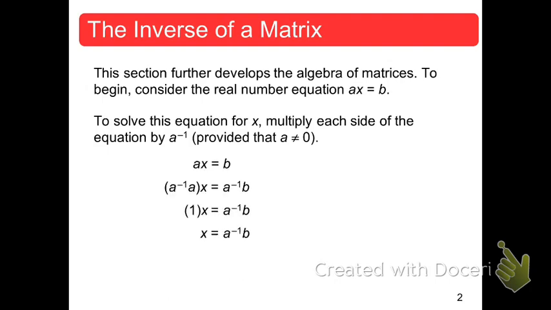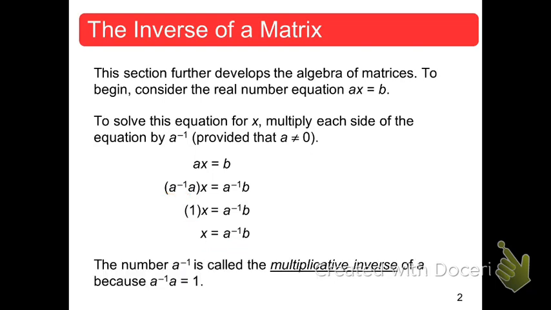And so mathematically, we see here, if we multiply a inverse by both sides of the equation, we know that this a inverse is what we call the multiplicative inverse. So when I multiply a number by its inverse, I just get 1. And of course 1 times x is x, so we get x is equal to a inverse b. So again, this is our multiplicative inverse.